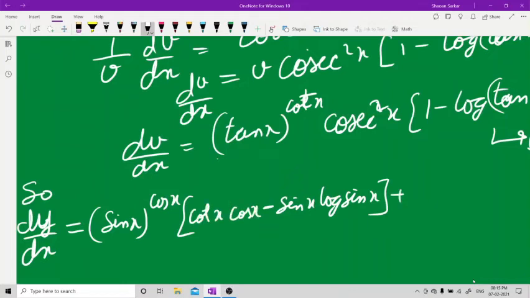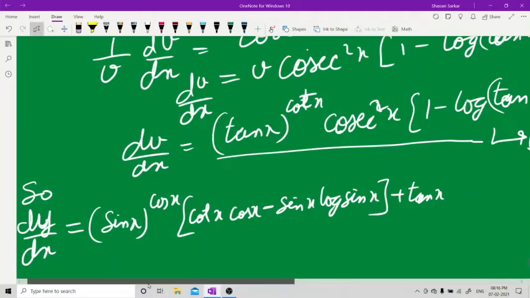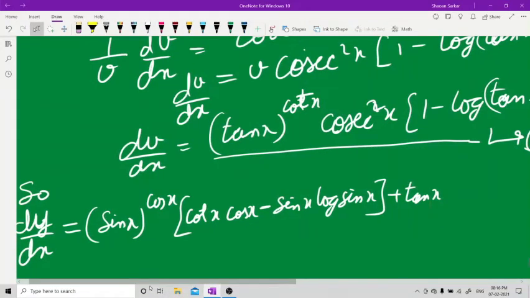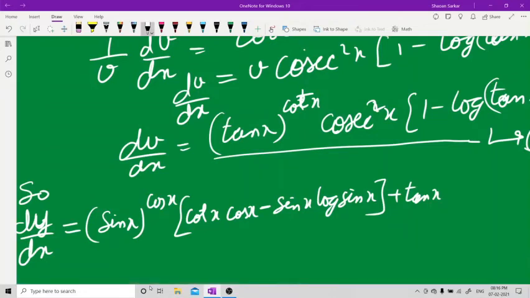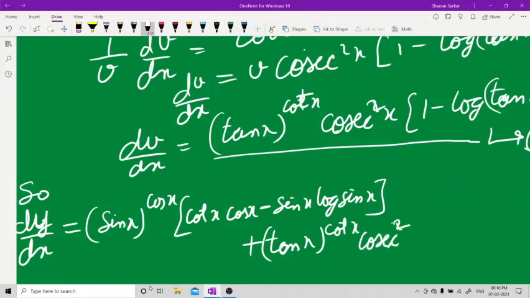Now plus this whole part, that is tan x. Let's write it: plus tan x to the power of cot x cos x square x, bracket 1 minus log tan x. This is your answer.